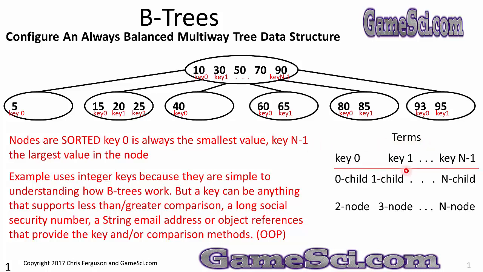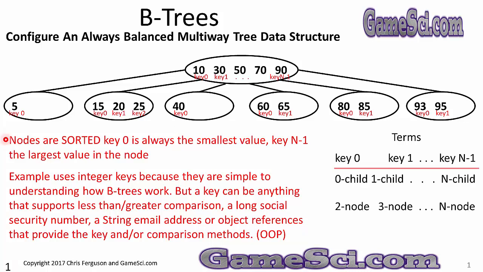Key 0, key 1, ... key n minus 1. Key 0 is always the smallest value in the node. This is key 0. Key 1, key 2, continue on to key n minus 1. In this node, here's key 0. Here's key 2 in that node. Here's key 1 in that node. Key numbers start at 0 and continue up from there.